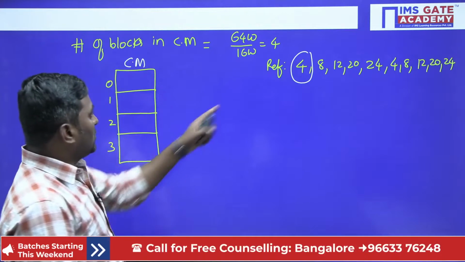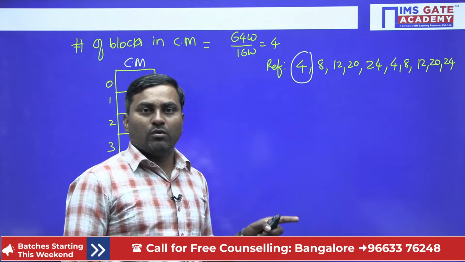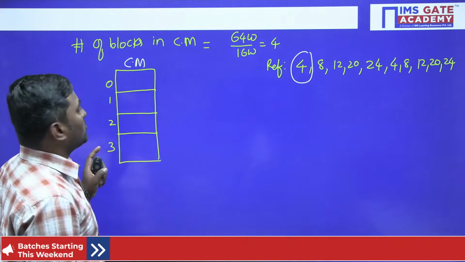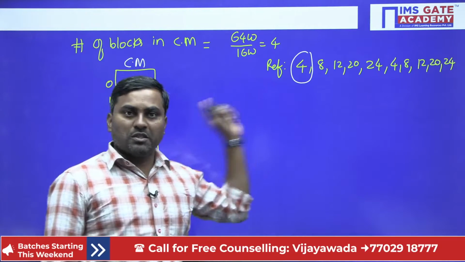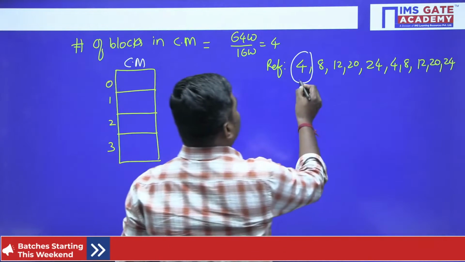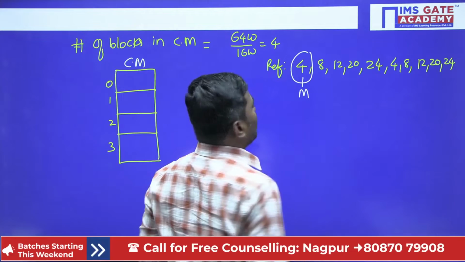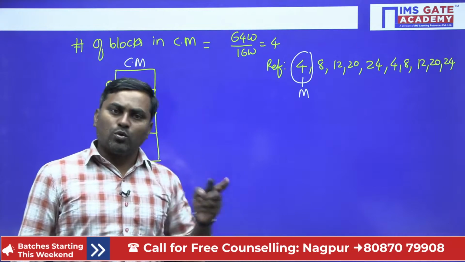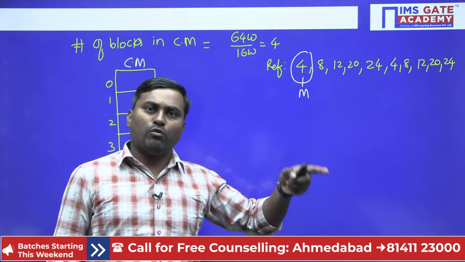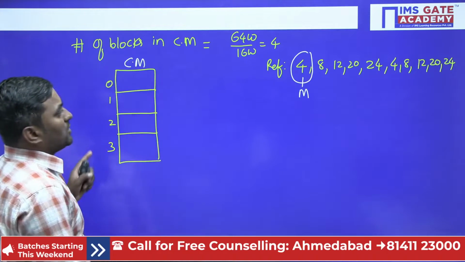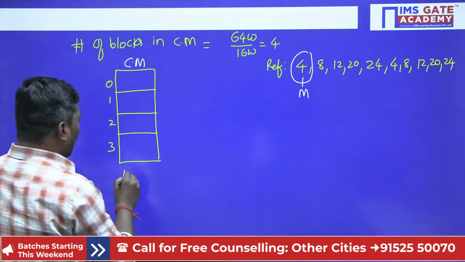Now see, the reference goes for block number 4. So we are going to search in cache memory. Block 4 is not there because it is empty. So can I say this is a miss or not? This is a miss, not there. What is the solution? Go to main memory, take block number 4, and map it. So direct mapping, right? Now, how many blocks are there? 4.